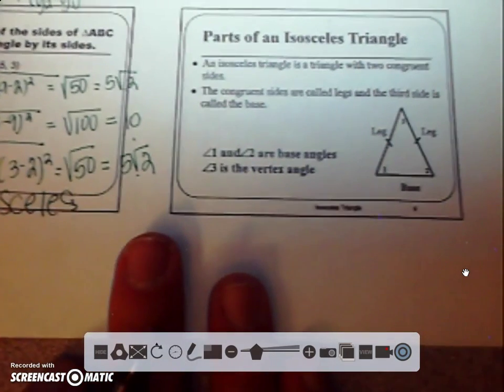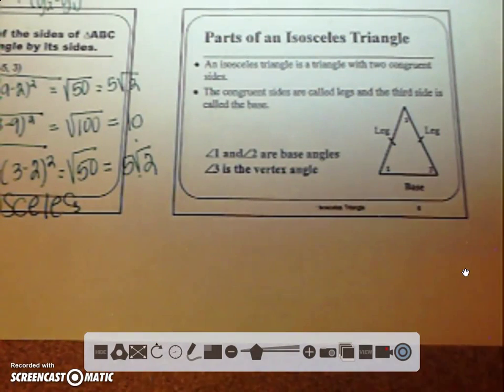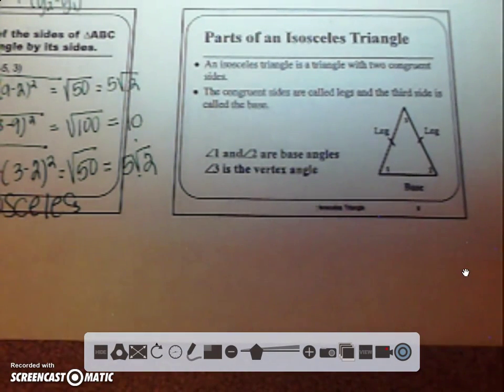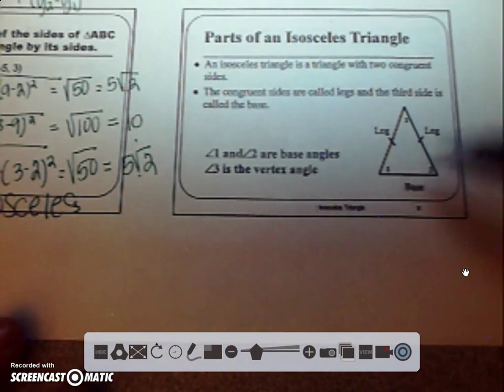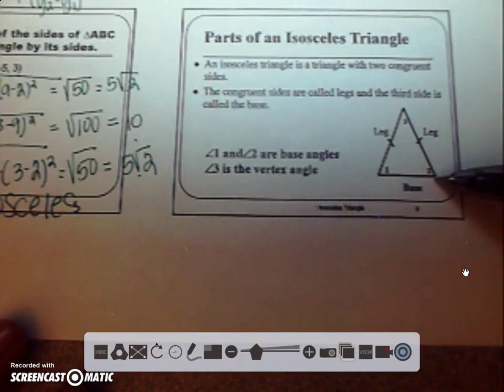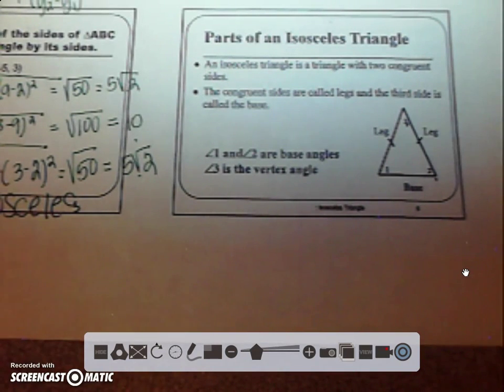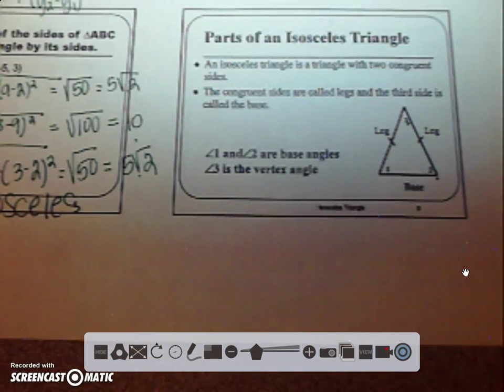As we said before, an isosceles triangle is a triangle with two congruent sides. The congruent sides are the legs of the triangle, so here and here, and the third side is called the base. The angles here at the base are their base angles, and then angle 3, where it's labeled up here at the top, is what represents the vertex angle.